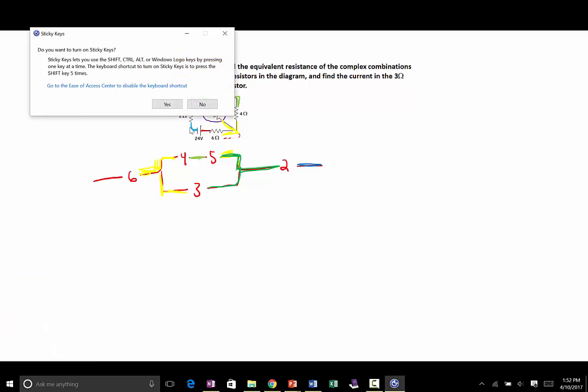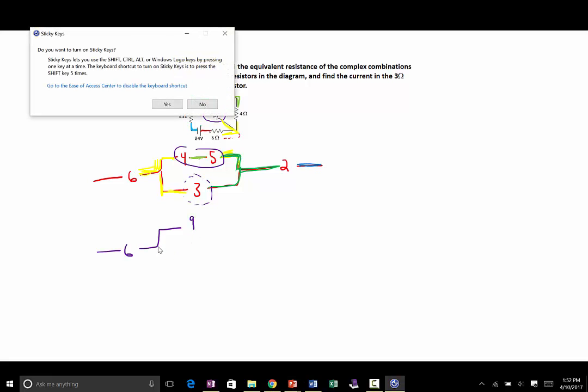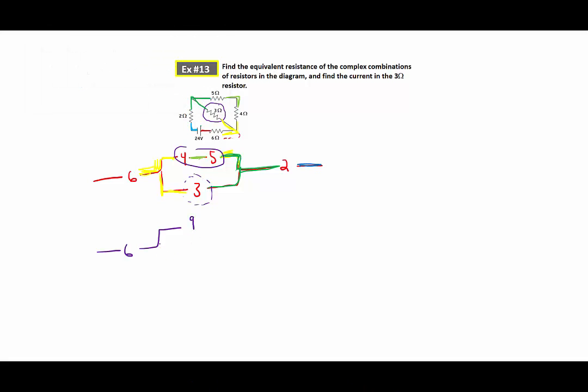So I noticed that these 2 are in series, so I can quickly rewrite this as being like having, and this is the one I'm looking at here, that 3 ohm resistor. So this is like having a 9 up here and a 3 down here. Okay, they come back together. I've got to go through the 2 and then get back to the battery.